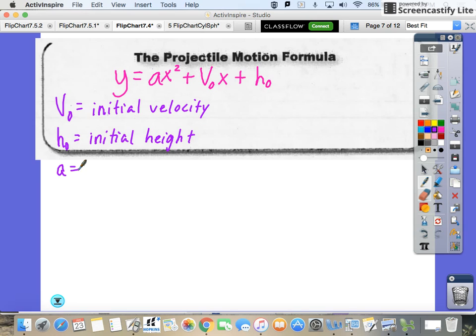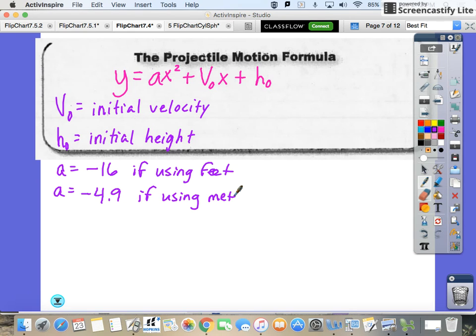Now, A is potentially two different things. So if we're working in the US system of measurement where we use feet, miles, and all that stuff, A is going to be negative 16 because it's the gravitational force. So negative 16 if using feet. If you're in the metric system, it's going to be negative 4.9. So if you're using meters. So I'll pause the video and then we will look at a couple examples of how to use this formula.